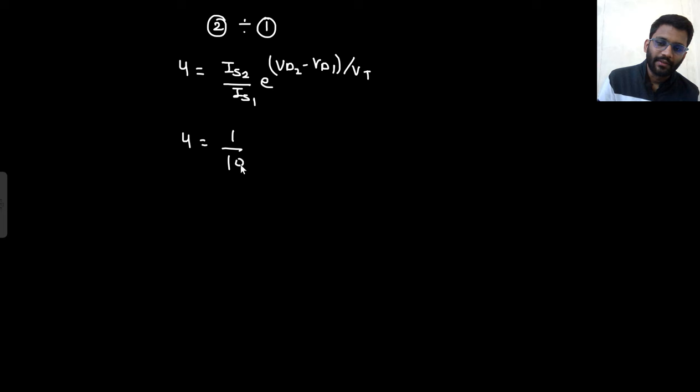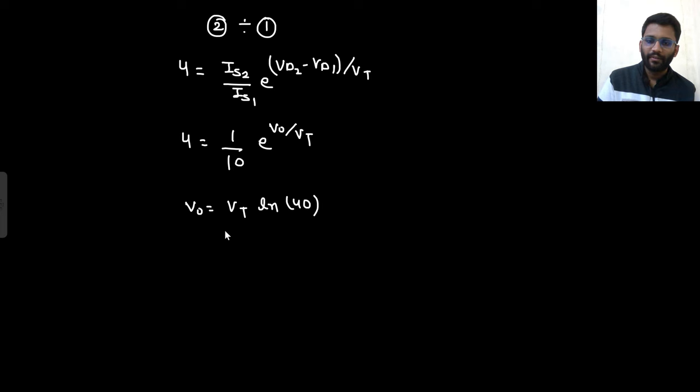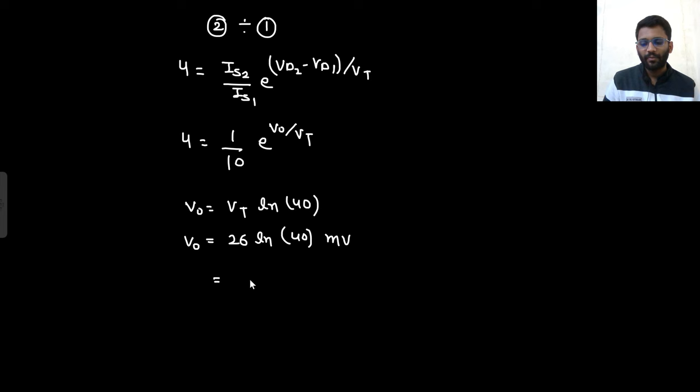1 by 10 times e to the power (VD2 minus VD1), that is V0 divided by VT. Sorry, V0 divided by eta VT. So V0 will be VT into ln 40. That will be your answer. I need to bring the calculator. I will take VT as 26 millivolt, so 26 ln 40 millivolt. Although the VT value will be mentioned in the examination, most probably 99.99% chance that they will mention it. After solving it, we get nearly 96 millivolt. That's the final answer. Well and good.